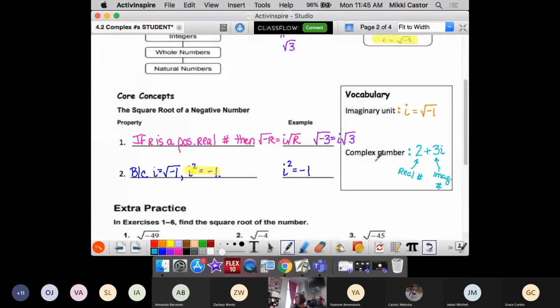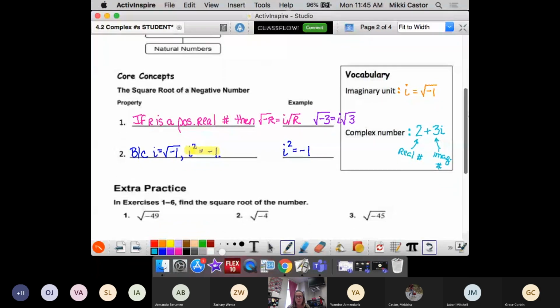We're not going to get into those too terribly much with this lesson, but it has a little bit to do with it. So just have that idea of what a complex number is.